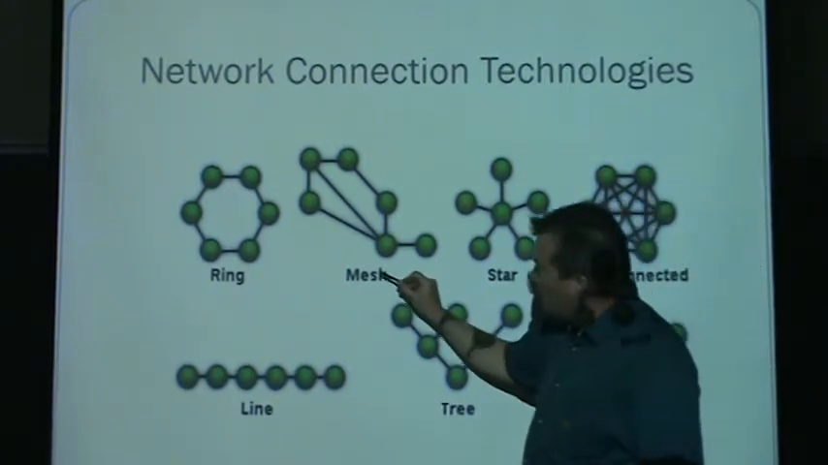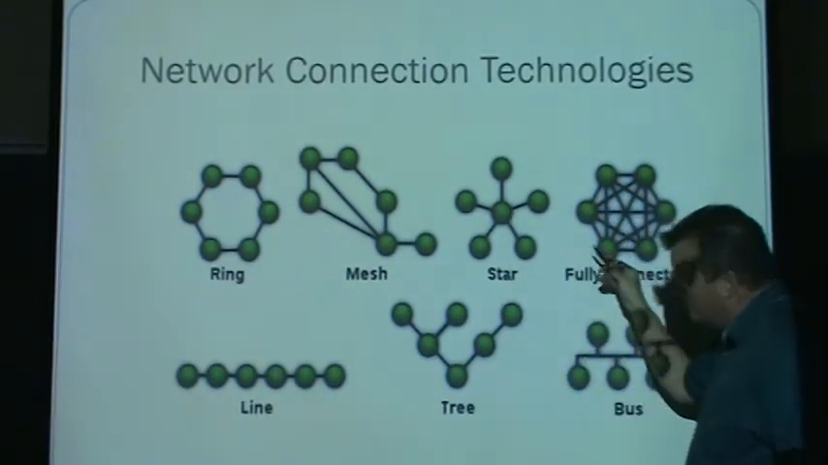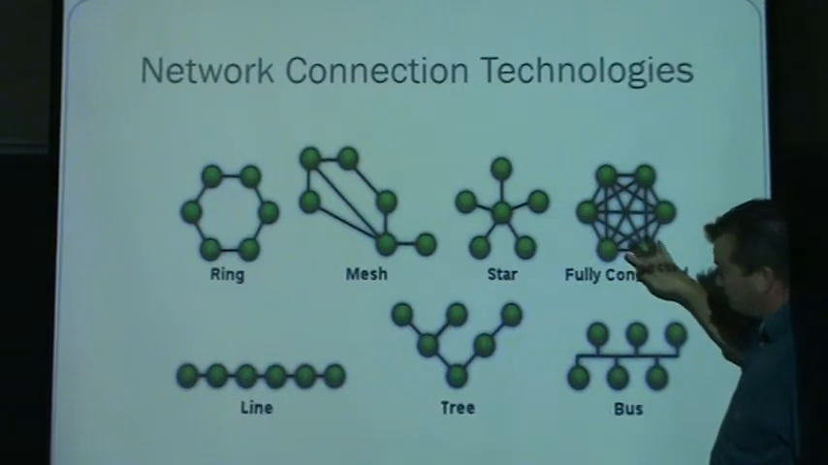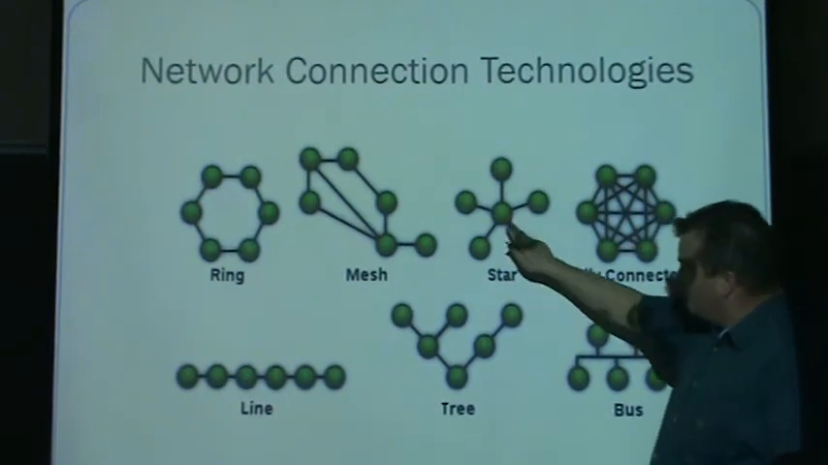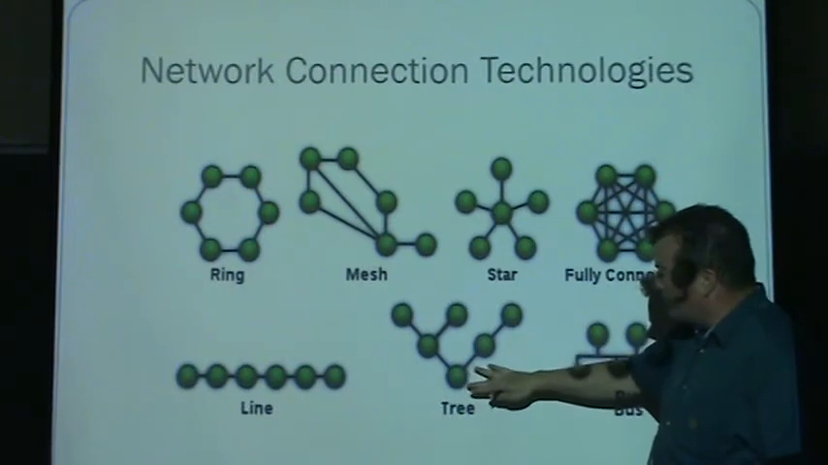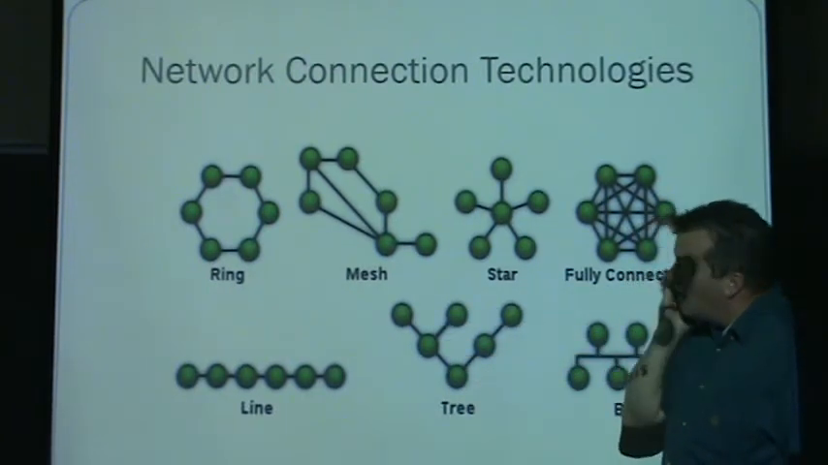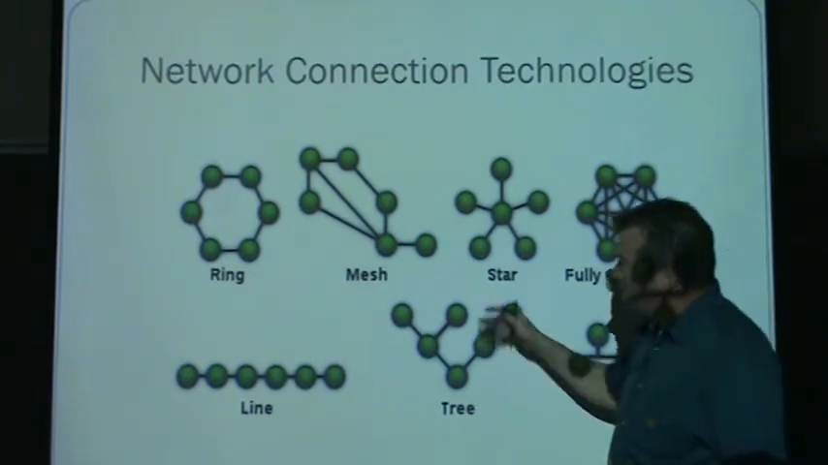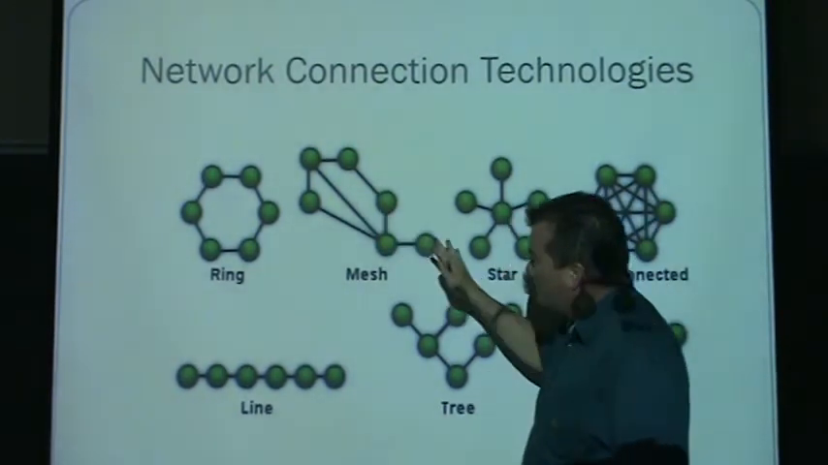So a mesh network is kind of a hybrid of all of these. They're not fully connected. There's no requirement that there be one in the middle that everyone connects to. There's no requirement that it's a tree, meaning no cycles. You can have cycles. And so it's just any combination of connections between nodes.